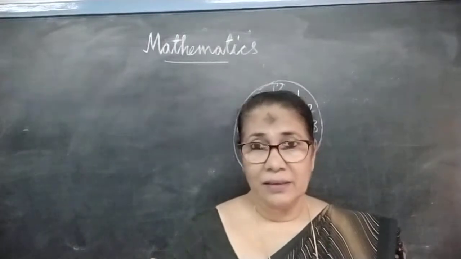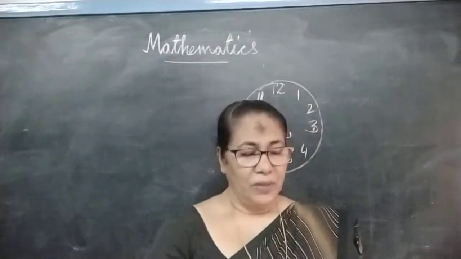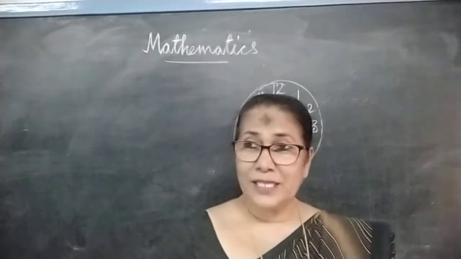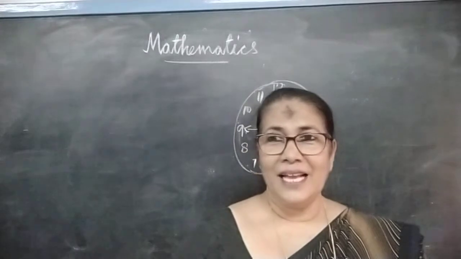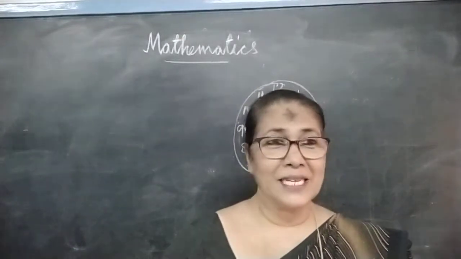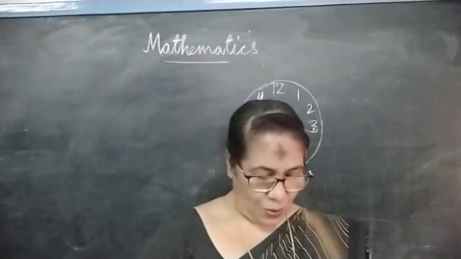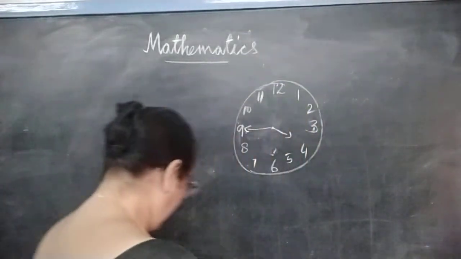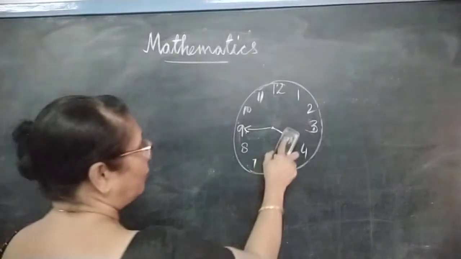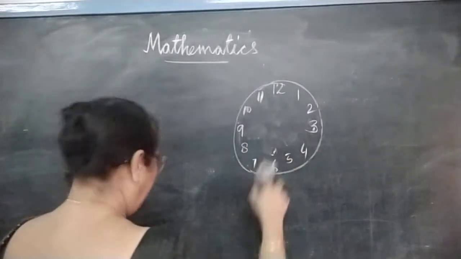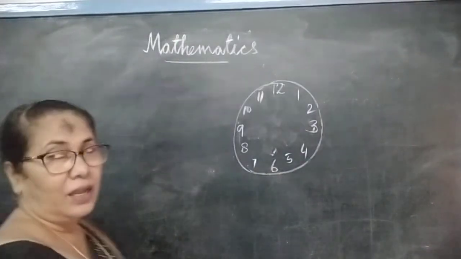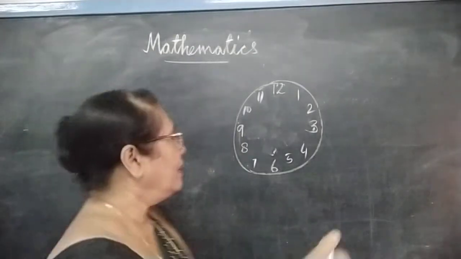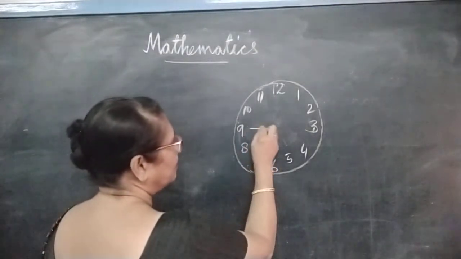Okay. Clear. Now let's come to the next one. What is he doing? Yes, there's a birthday party. So what time are they celebrating the birthday party? 6:45. This is very simple. Everything is 45. So where should the minute hand be? On 9. To show 45, you draw the minute hand here.